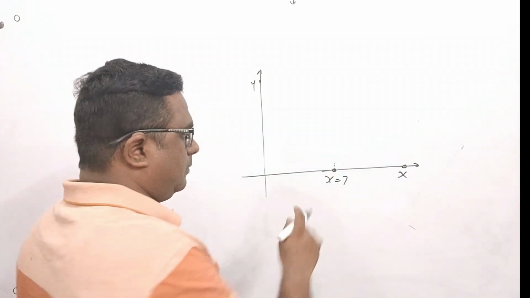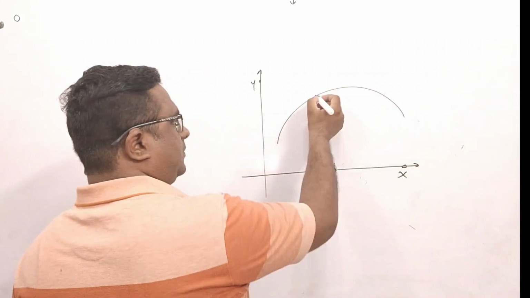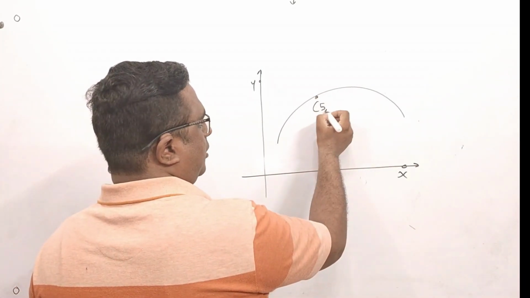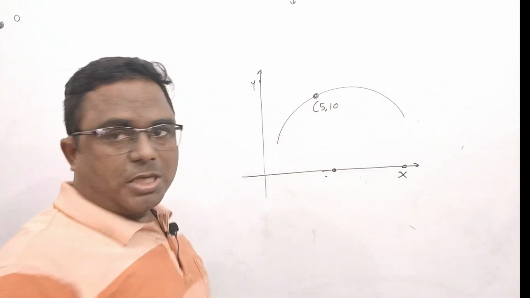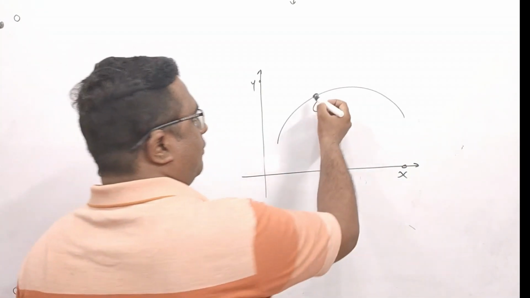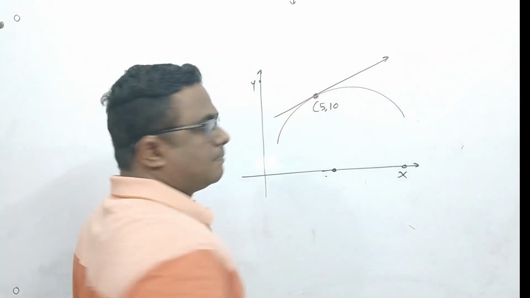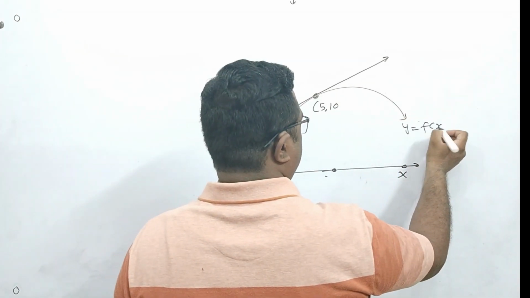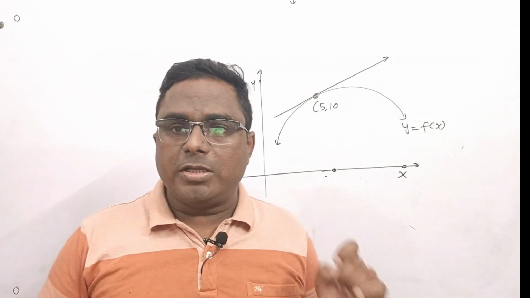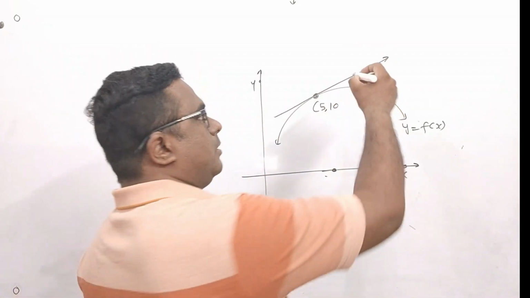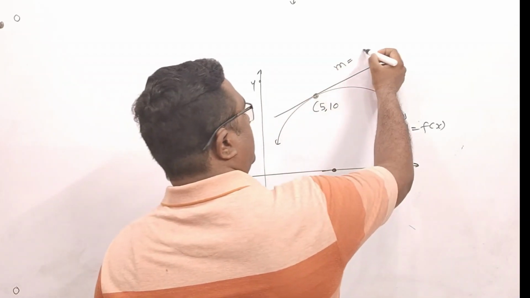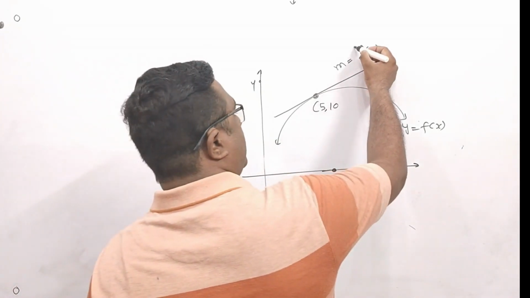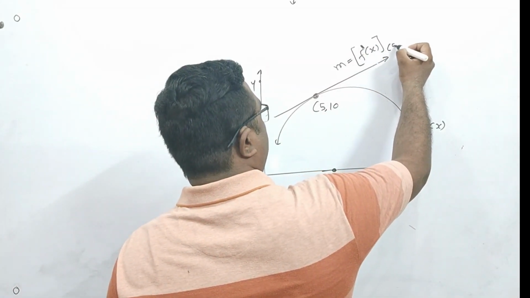See one more example. Suppose it is a curve and this point is say (5, 10). The coordinates of this point are 5, 10, let us assume. And if I draw a tangent here, the equation of this curve is y is equal to f(x). Then you have to remember a point: what is the slope of this tangent? The slope of this tangent will be f dash x. The slope of the tangent is denoted by f dash x, and in that f dash x you will have to put the point 5, 10.